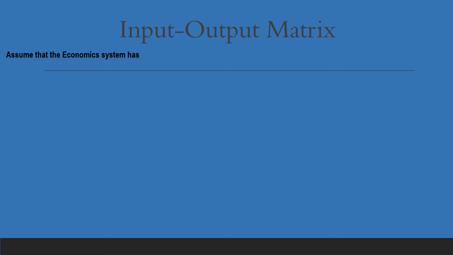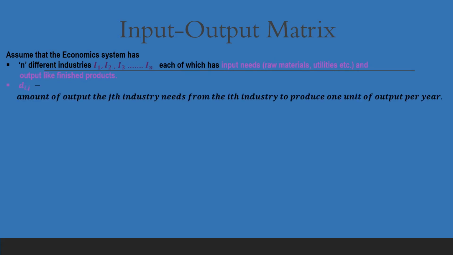Assume that the economic system has n different industries, say I1, I2, I3, etc., In, each of which has input needs such as raw materials, utilities, etc., and the outputs are like finished products. And let Dij be the amount of output of the jth industry needs from the ith industry to produce 1 unit of output per year.